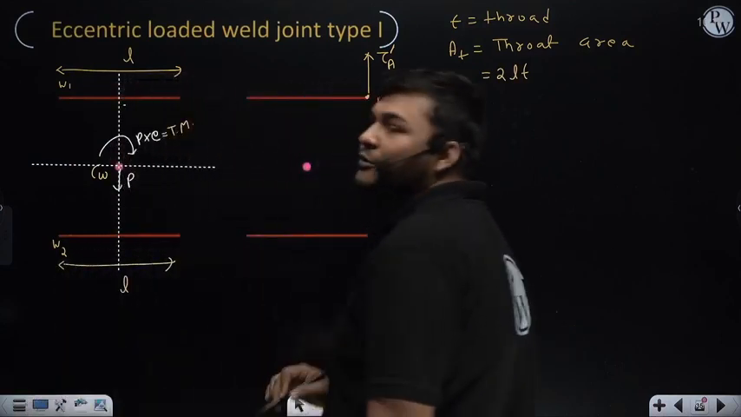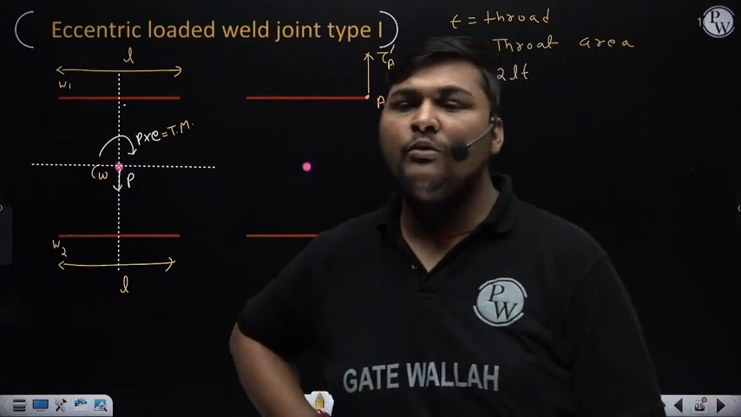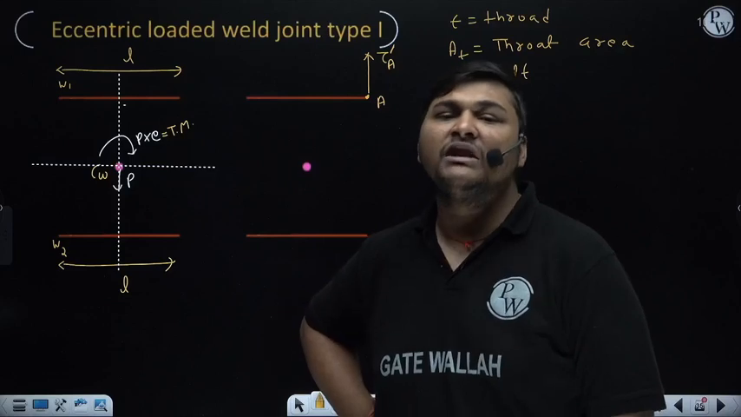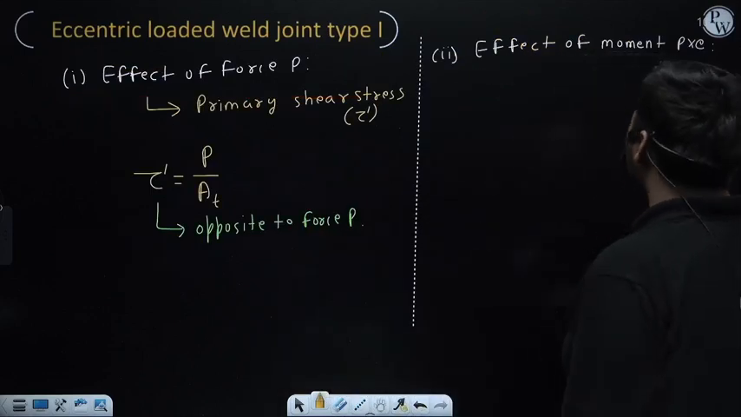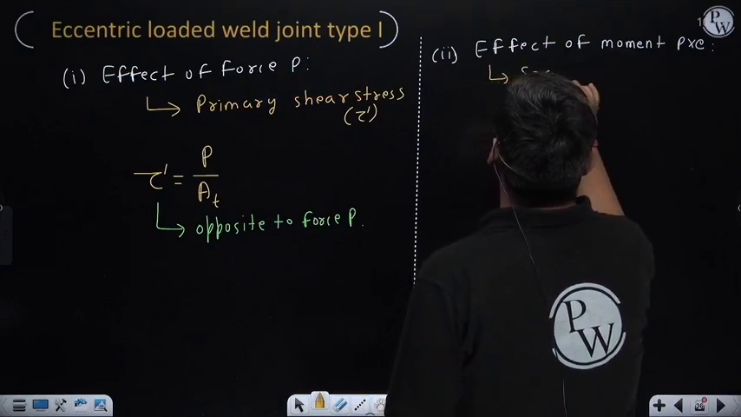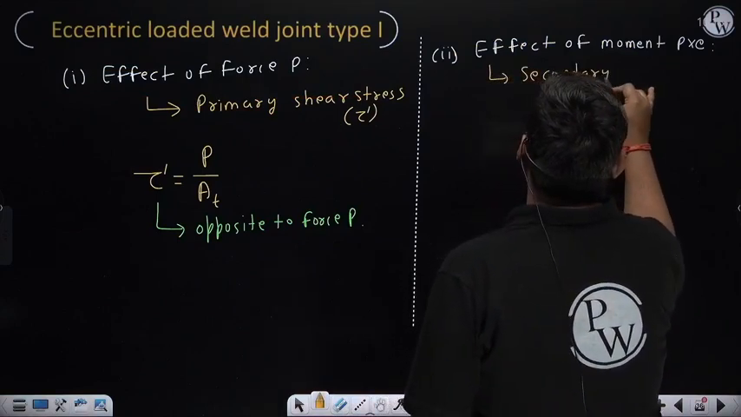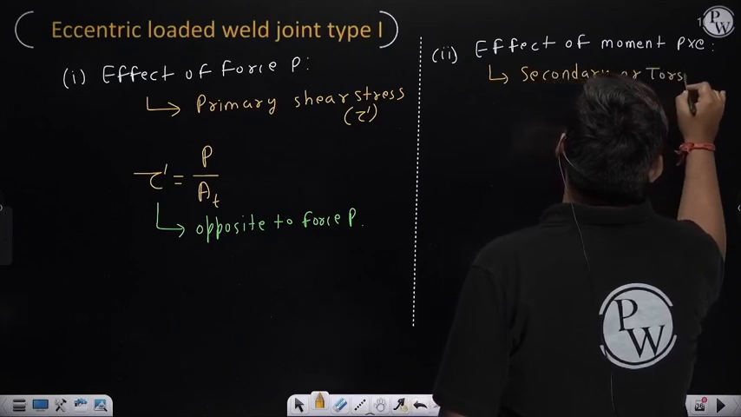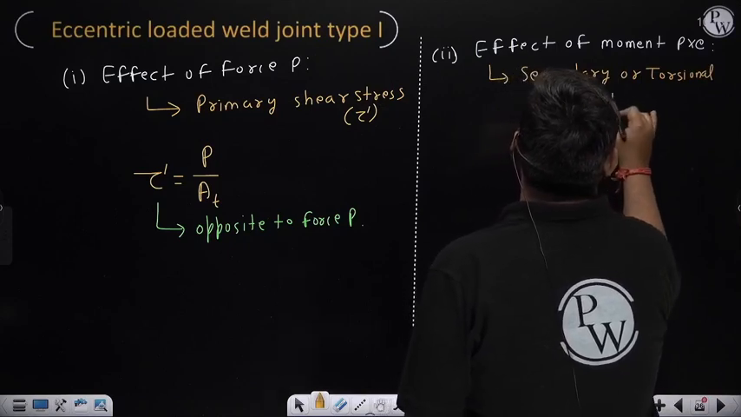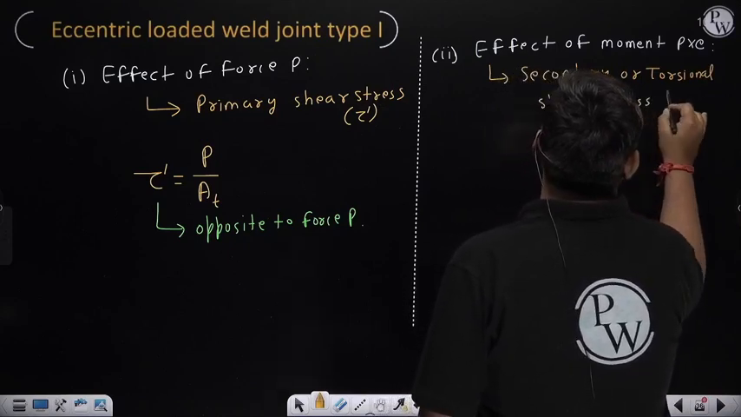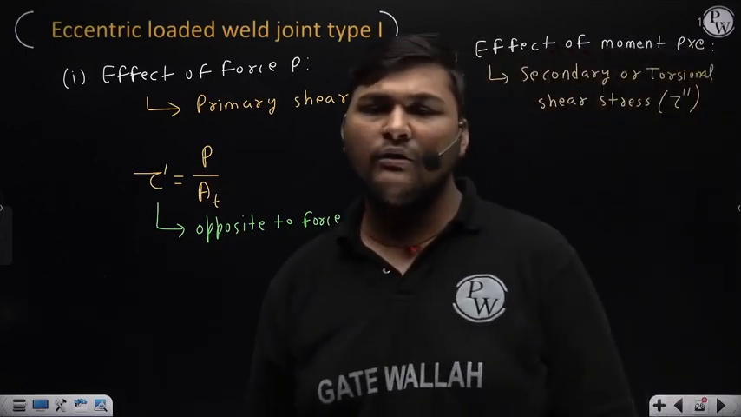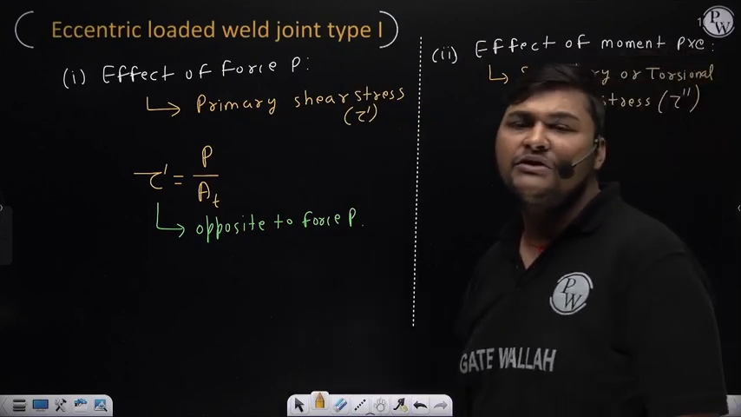It is torsion moment for this weld, and since it is torsion moment for this weld, due to this moment secondary shear stress or torsional shear stress will induce in the weld. Means here this moment P into E is acting like torsion moment for the weld, and due to this, secondary or torsional shear stress will induce in the weld, and this shear stress I will denote as tau double dash. Okay, double dash for secondary shear. So due to this torsion moment, secondary shear stress will induce in the weld.